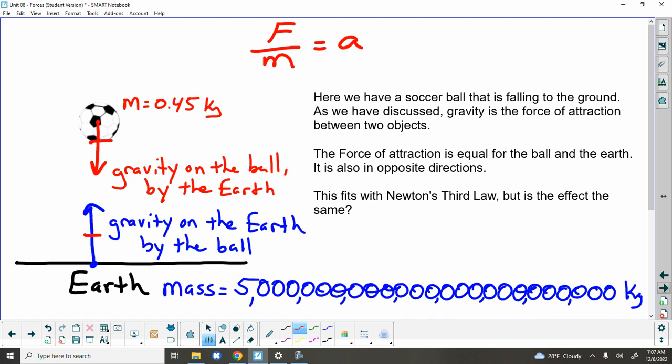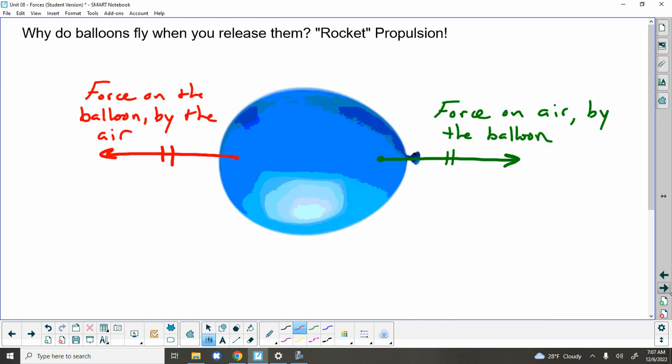Here's another example of force pairs, something that you might be interested in with our upcoming Great Balloon Race activity. We talked about how a balloon, if you inflate it and then release it, goes flying through the air. So why do balloons do this? Well, it's an example of rocket propulsion. In other words, the fact that the balloon flies forward when you release the stem and the air can come out, it's no different than a rocket flying through the air.